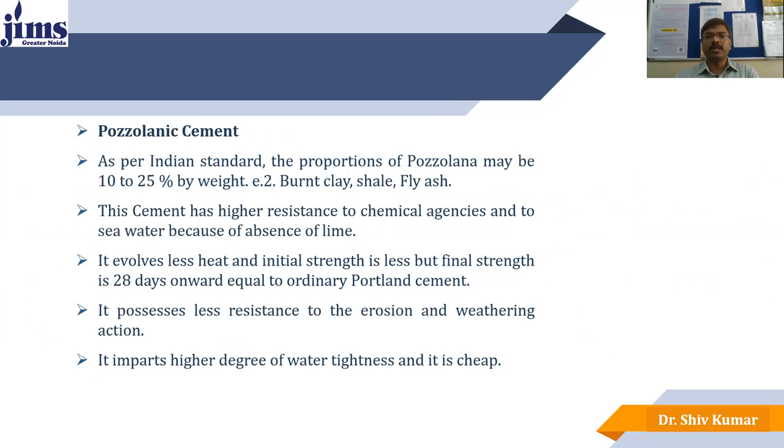Examples are burnt clay, shale, or fly ash. The shale contains calcium carbonate, which is used as a pozzolanic material in the cement. This cement has higher resistance towards chemical agencies and to seawater because of the absence of lime. So this is a special type of cement which can be used for undersea construction and also in chemical industries where the chemical attacks are comparatively high.